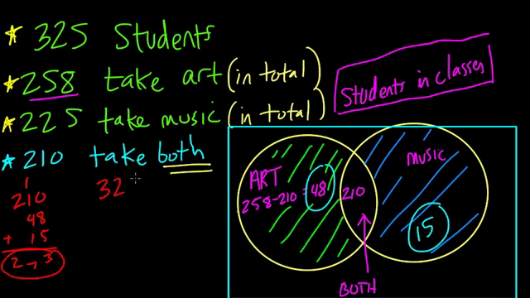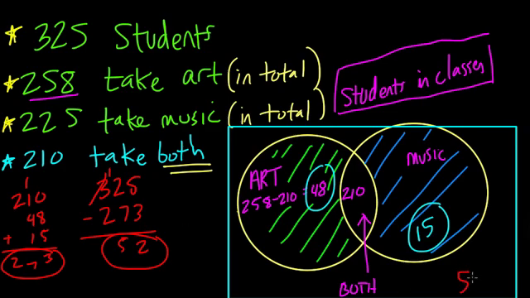Now, if there are 325 students, but 273 of them are accounted for, we can subtract, and we get 52 students that are not accounted for, because 25 from 325 to 300, and then 25 more to 275 is 50, and then 2 more. So here 52 students are not in either class. And you can label that out there on your Venn diagram. Alright, thanks. Hope that helped.